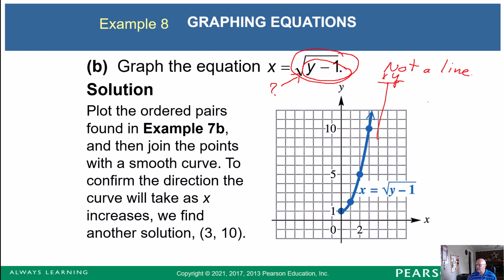Another way of putting that is y minus 1, the number you put under the radical square root, has to be greater than or equal to 0. And all you need to do is solve that inequality, add 1 to both sides, and these are the y values you want to use. Put any of these y values in here, and you'll get x values that will match up with that.